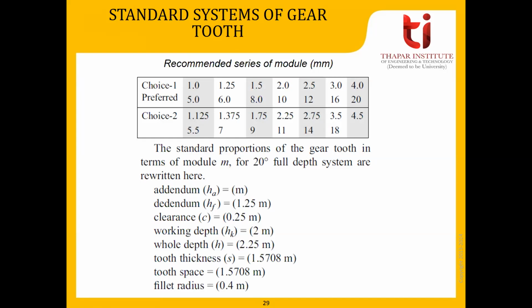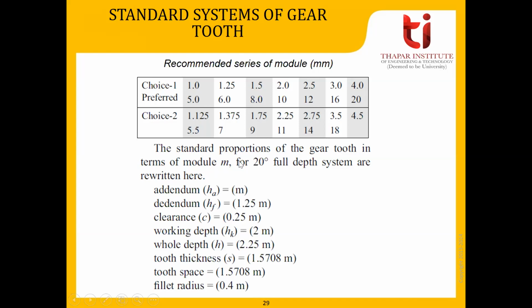Then this is the recommended series of modules. You can choose the module as 1, then next you can choose 1.25. So these are the preferred numbers to be taken as the module of gears.